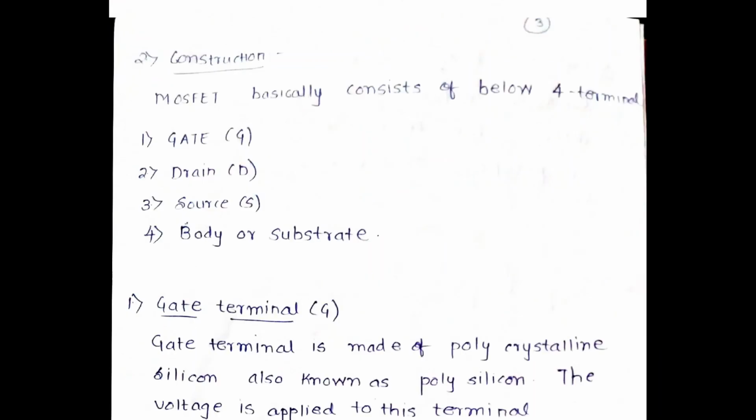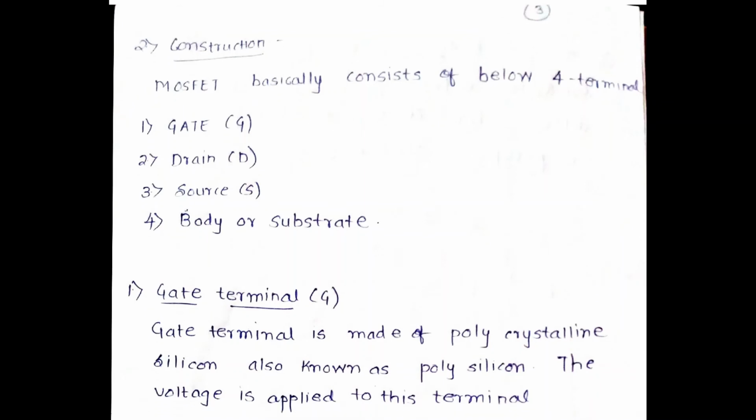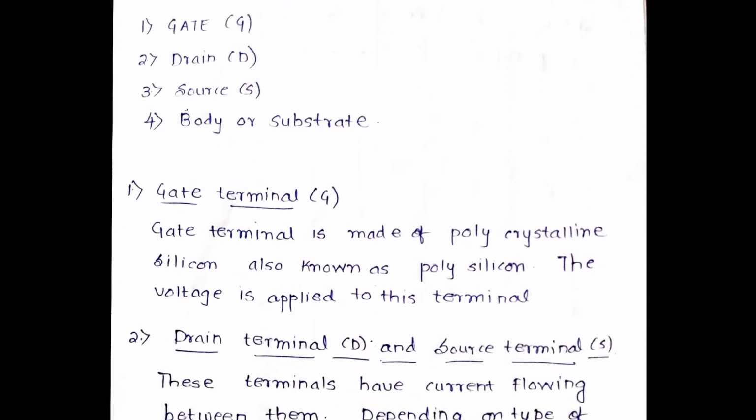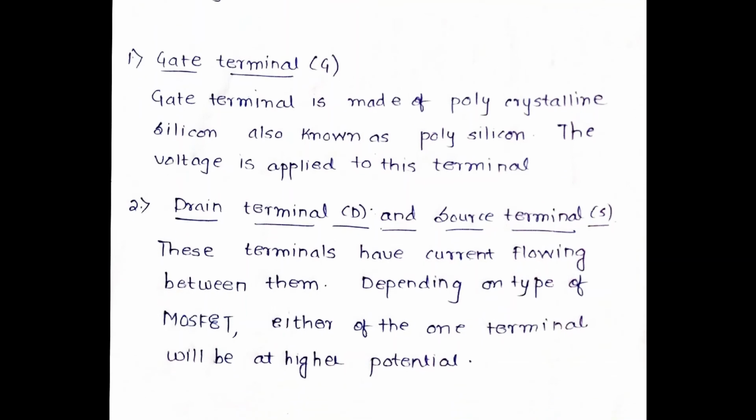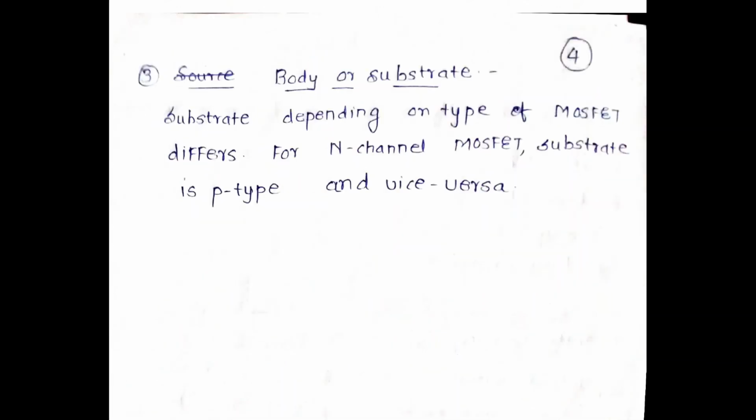Post this, we learned that there are 4 terminals in a MOSFET. So the MOSFET has 4 terminals, which are basically gate, drain, source, and substrate. So as I told you, the gate is there, the drain and the source are there, and finally we have the substrate terminal. That is something very, very important.